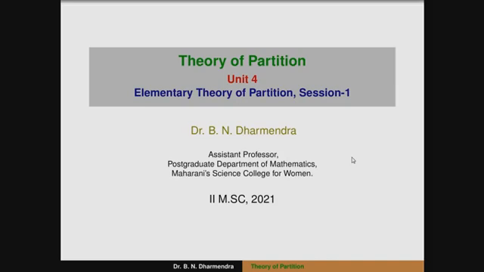In this class, we will discuss the definition of the number of partitions of n and their graphical representation, especially the Ferrers graph and other graphical representations, and also the definition of conjugate and self-conjugate of a partition number, and also one theorem. Okay, first we have to go through the definition.